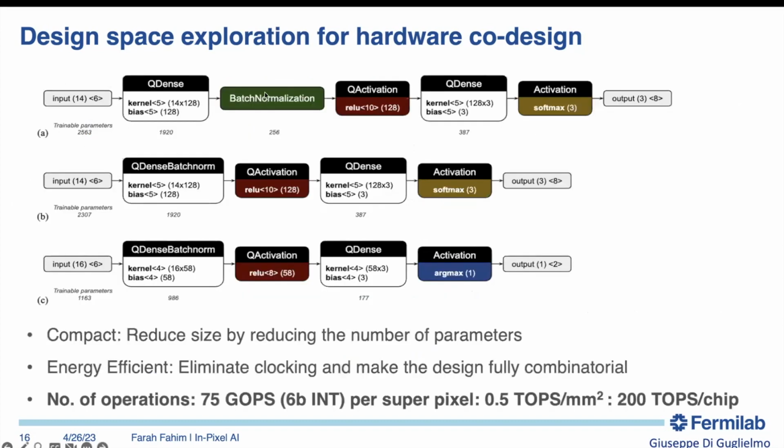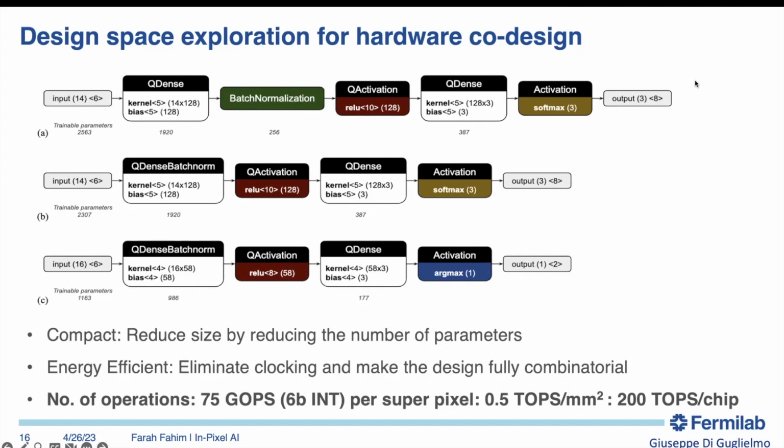Okay, so here is the original algorithm. We have 14 inputs with 6 bits, and then here's the first dense layer. There's a batch normalization, there's an activation function, there's another dense layer, there's another activation function, and you get the output.